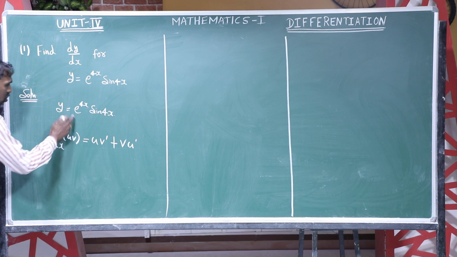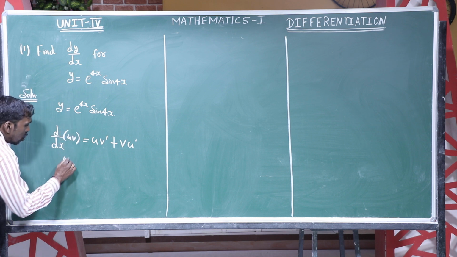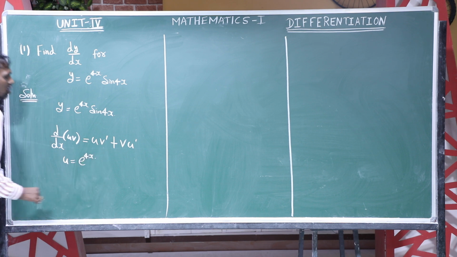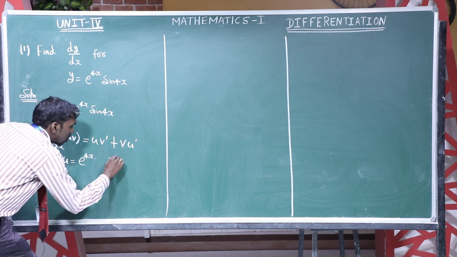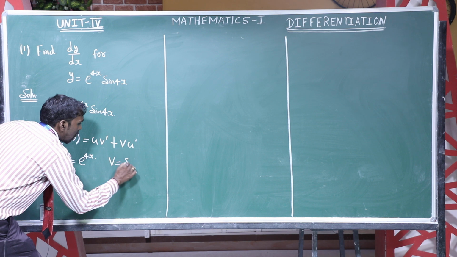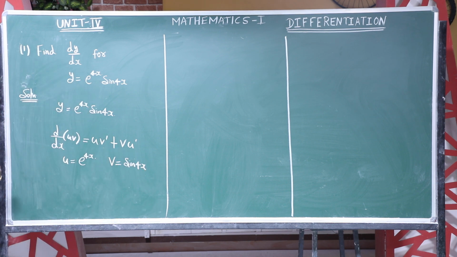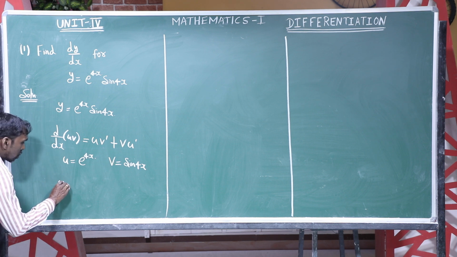Now let us discuss this. Take u equal to e power 4x. Next, what is our v? Here v equal to sine 4x. Now we should find u dash. What is u dash? u dash is the derivative of the u function. You have to differentiate the function, so I can find u dash.